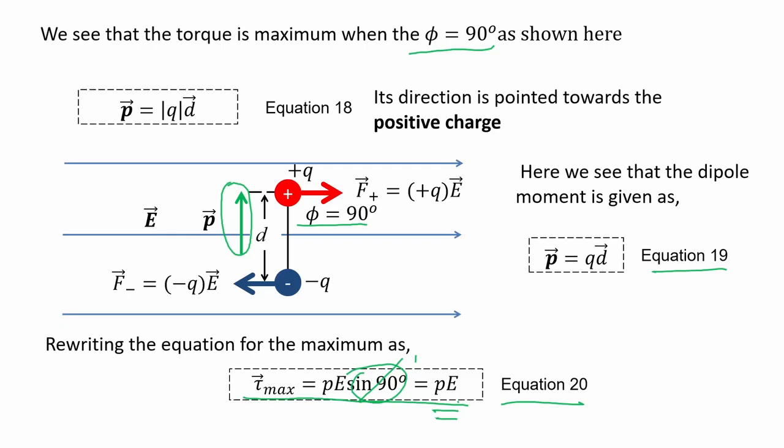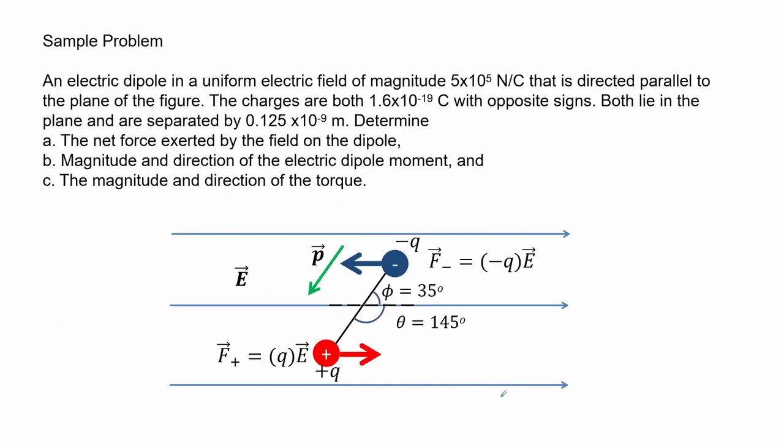Sample problem. An electric dipole in a uniform electric field of magnitude 5 times 10 to the power of 5 newtons per coulomb that is directed parallel to the plane of the figure. The charges are both 1.6 times 10 to the power of negative 19 coulomb with opposite signs. Both lie in the plane and are separated by 0.125 times 10 to the power of negative 9 meters. Determine, letter A, the net force exerted by the field on the dipole, letter B, the magnitude and direction of the electric dipole moment, and letter C, the magnitude and direction of the torque.